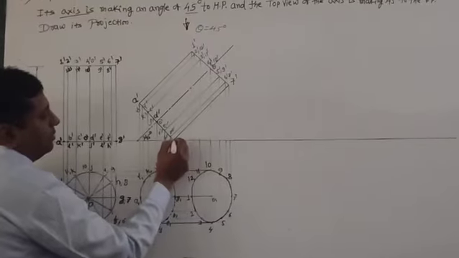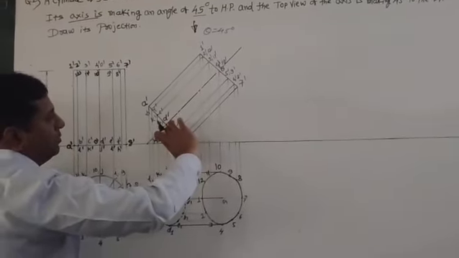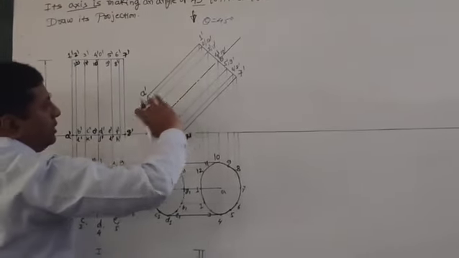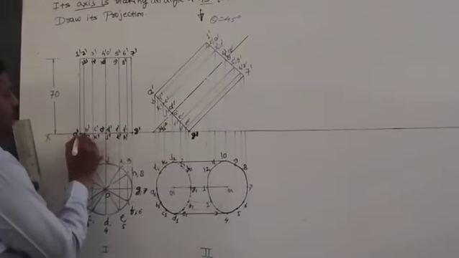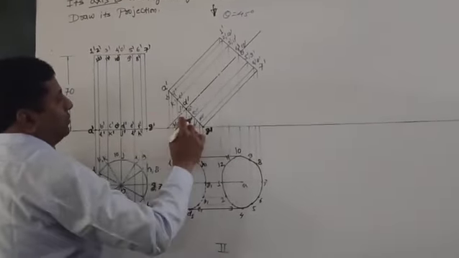Your G dash must be on x1. So this distance D dash, how much? 25. And this line is perpendicular to this axis. Similarly, D dash is how much? Again 25. Mark A dash here at 25.